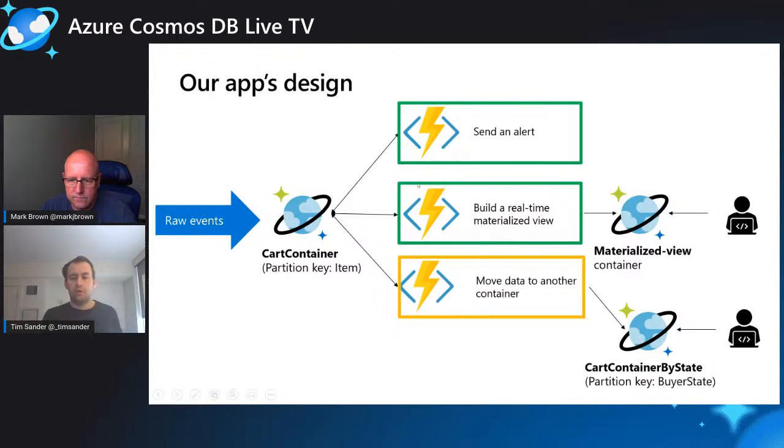So what we'll do is similar to what we did with the materialized view container. We'll create another container called cart container by state, where it's the same data that we have in cart container, except instead of partitioning by ID, we just partition by buyer state. So this is exactly what you brought up in the beginning of the call, Mark, where you have data in different places, and it's basically keeping the referential integrity of the data that is in two different locations. In this case, it's simply replicating the data so that it can be partitioned in a different way.